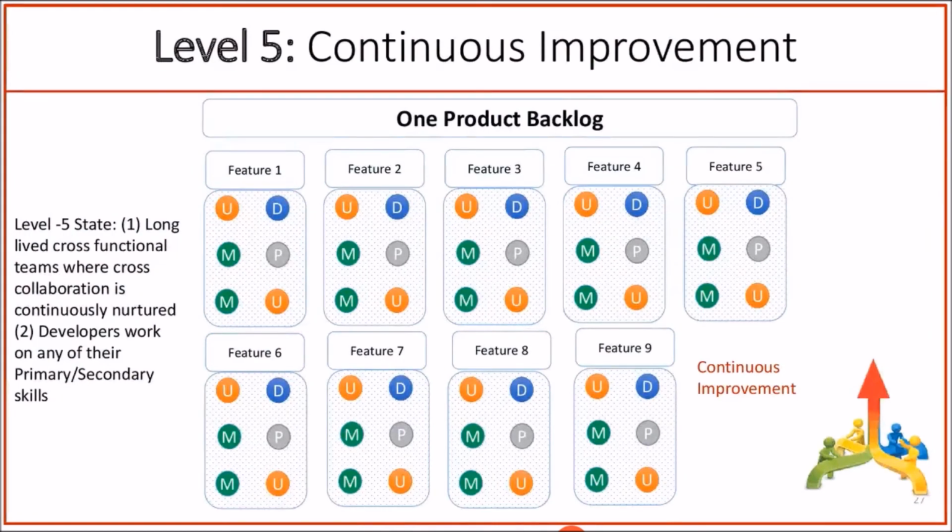So here, if you see, the feature-wise or product area-wise product backlogs are there, and continuous improvement is the theme of this particular state. Continuous improvement. So that is what long-lived teams are: cross-functional now, and cross-team collaboration is continuously nurtured. That means within the team and across the teams, across the feature teams also, we want cross-team collaboration.